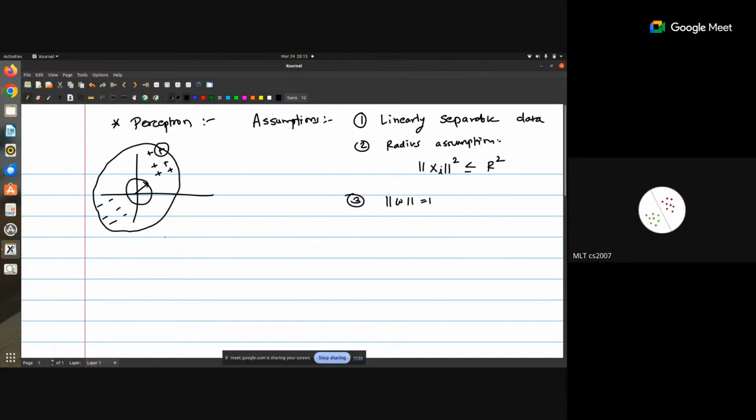And in the perceptron algorithm, even though all these assumptions are there, this is not going to work. What we said is we put one more thing, which is called the margin, because in this case it may not converge. That was the problem, and we introduced the margin.